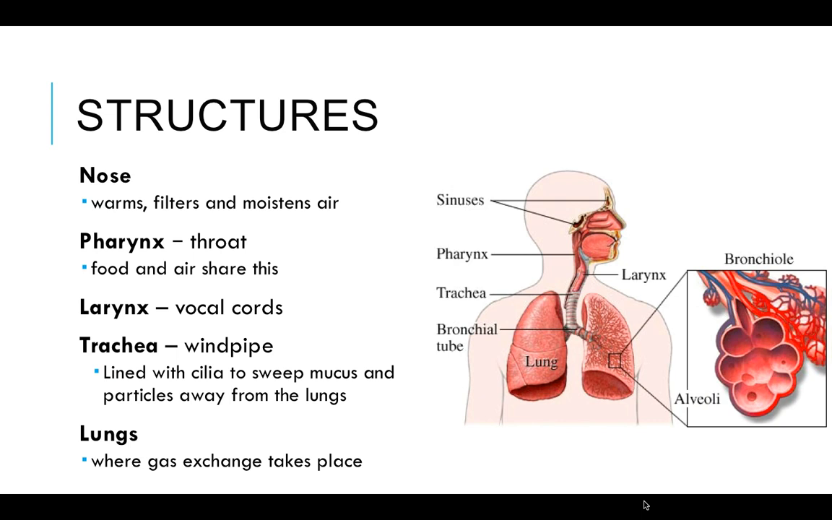And finally, it goes through the trachea. Trachea is known as the windpipe. That's what you learned in elementary school. And it leads to the lungs. It's lined with cilia to sweep mucus with particles trapped in it, or just plain old particles, away from the lungs. So we don't want any dirt and germs and things like that in our lungs. And finally, to the lungs, where the gas exchange takes place.